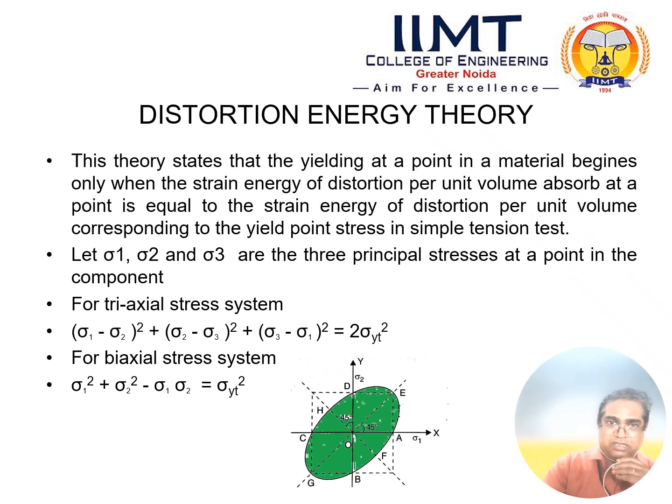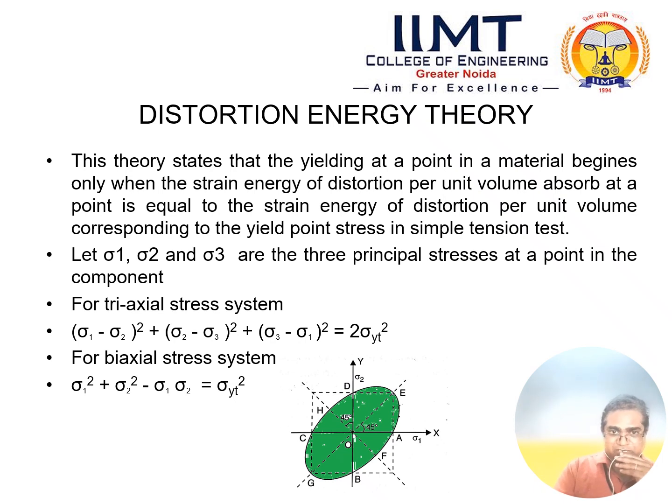Now the last theory is the distortion energy theory. This theory states that yielding at a point in a material begins only when the strain energy of distortion per unit volume absorbed at a point is equal to the strain energy of distortion per unit volume corresponding to the yield point stress in a simple tensile test. Same thing here also, but here we are using distortion energy. So again, for the particular component, whatever stresses are induced on the component, we can calculate the values of the principal stresses, sigma 1, sigma 2, and sigma 3. These are the three principal stresses.